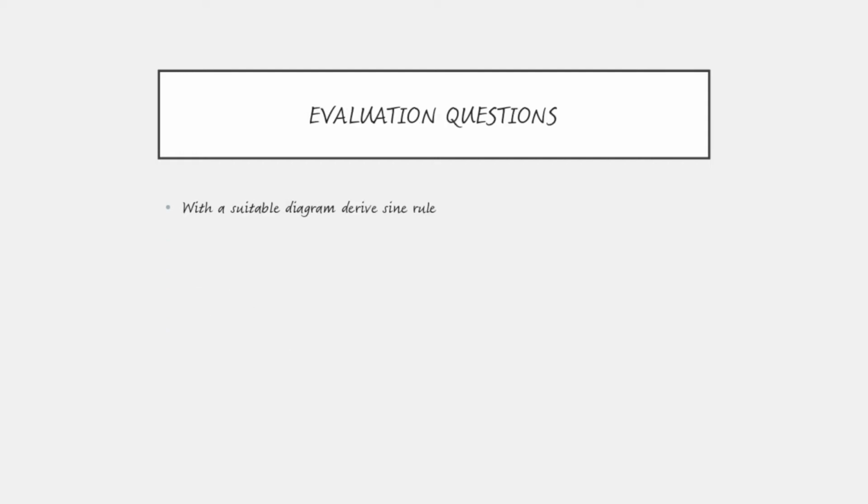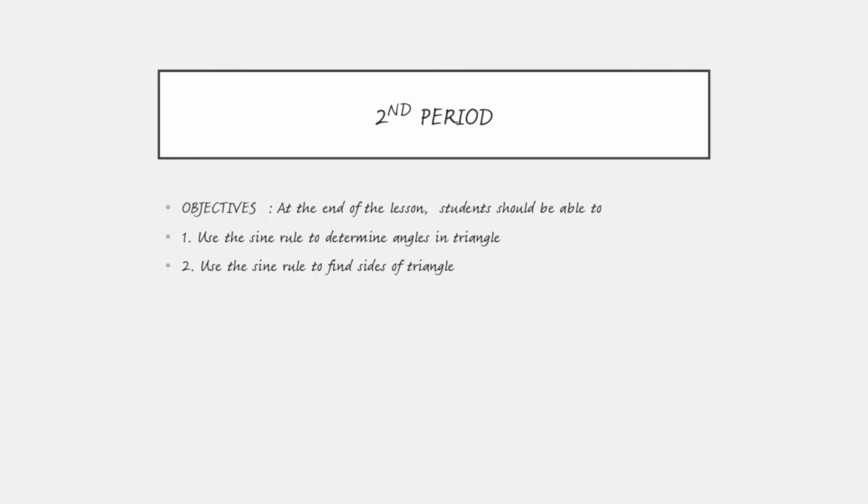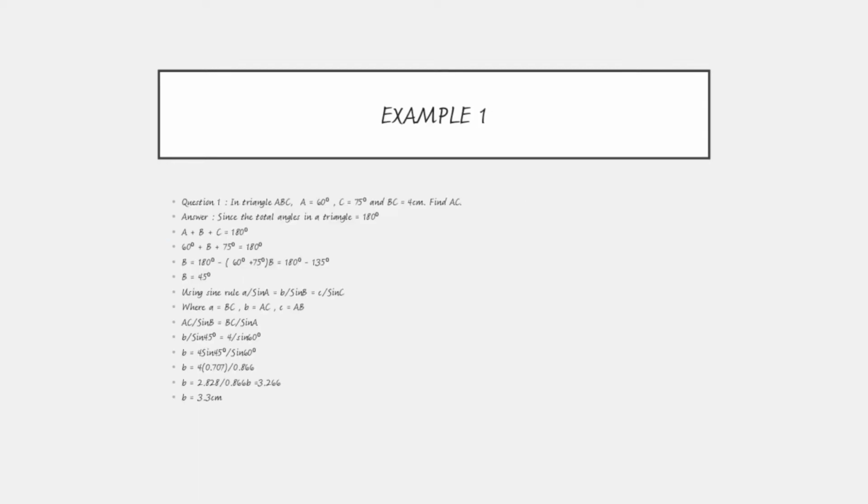Which means that at the end of this first period, my students should be able to derive the sine rule by the use of a suitable diagram, the one I used, this diagram. Okay, second period objective. At the end of this second period, you should be able to use this sine rule to determine angles in a triangle and to determine sides of different triangles. Let's solve examples.